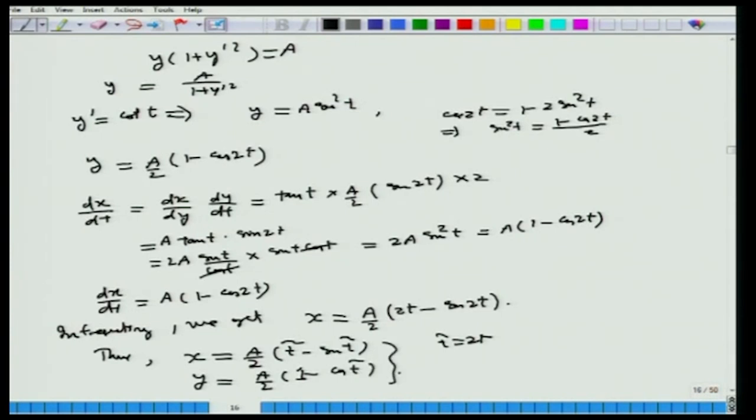And we know that this curve is called cycloid. So, extremals are cycloid in this case, which is as expected, which was mentioned in the first lecture.